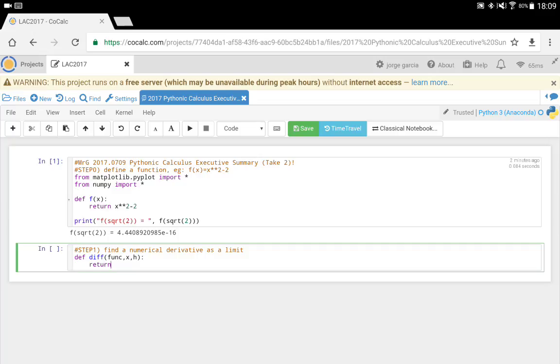Return. Now let's see the difference quotient, right? The quantity in the numerator is f of x plus h minus f of x, that quantity all over h.